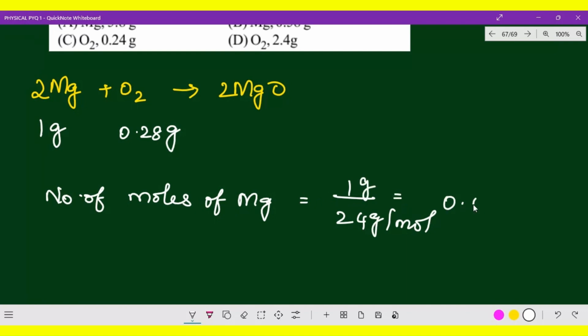So 0.0412 mole. Please remember all this, because finally we'll conclude the answer from it.